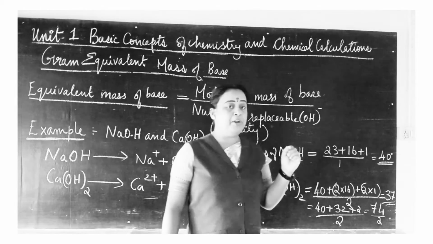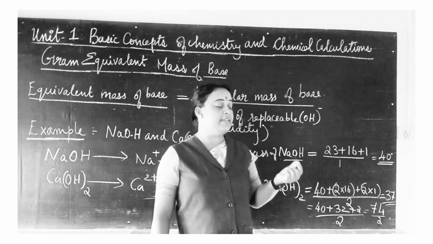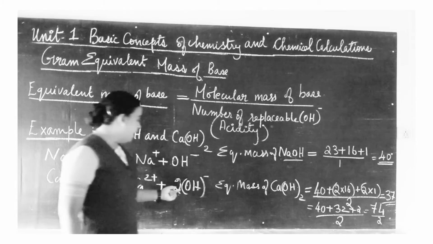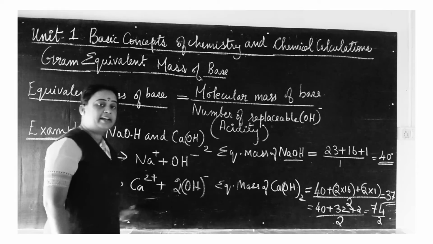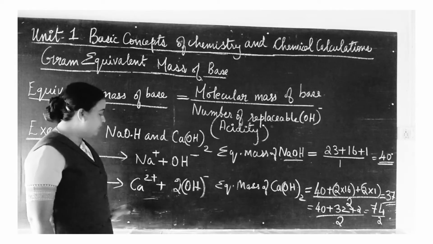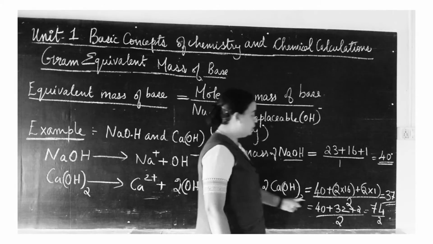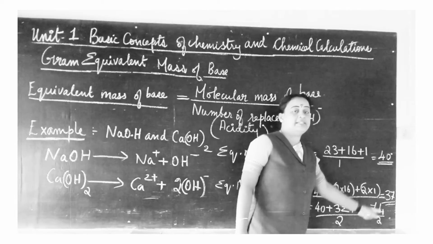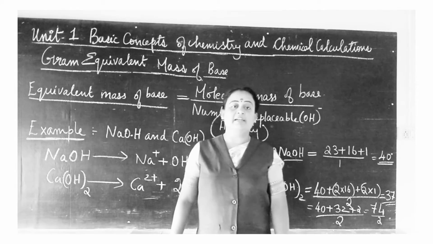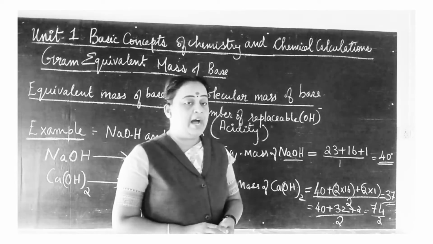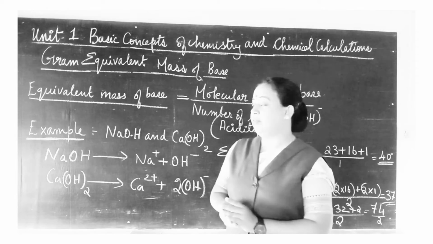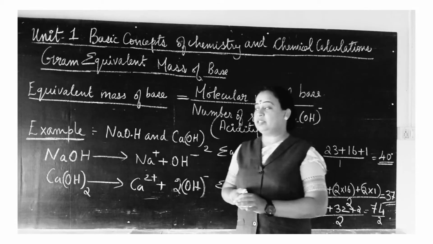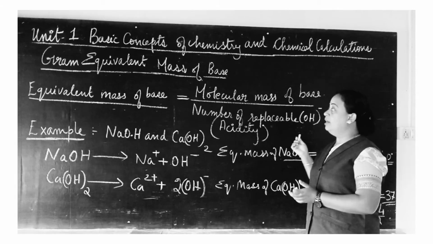Divide by the number of replaceable OH minus ions, that is the acidity. What is the acidity here? The acidity is 2, because 2 hydroxyl ions are replaced on ionization of calcium hydroxide. So 74 divided by 2 is 37. So 37 is the equivalent mass of calcium hydroxide. That's it about the calculation. It's a very simple topic, very easy provided you just memorize this.